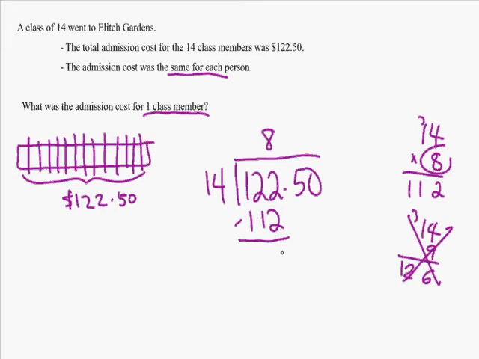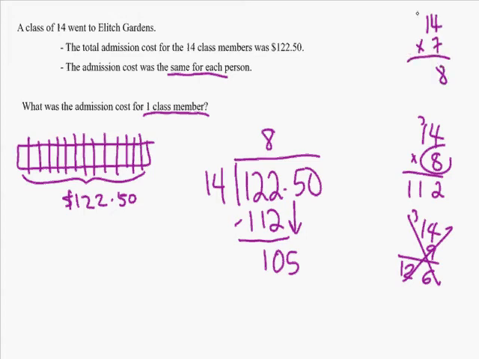2 take away 2 is 0. 2 take away 1 is 1. 1 take away 1 is 0. So I have 10, and I'm going to bring down my 5. So now, how many times does 14 go into 105? 105 divided by 14. Let's go ahead and see what could work. Well, I know that 14 times 8 is 112, and 105 is a little bit smaller than 112, so let's try 14 times 7 over here.